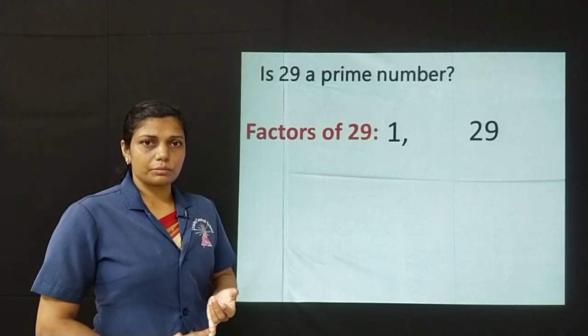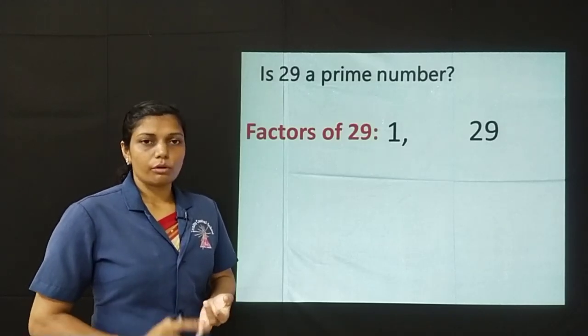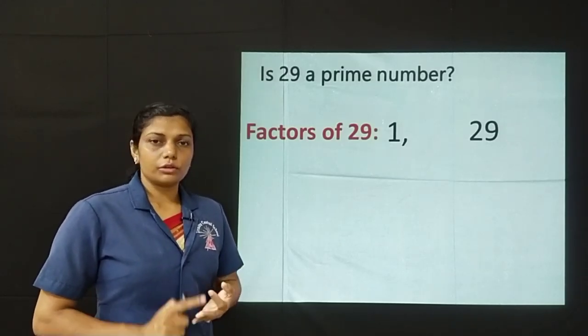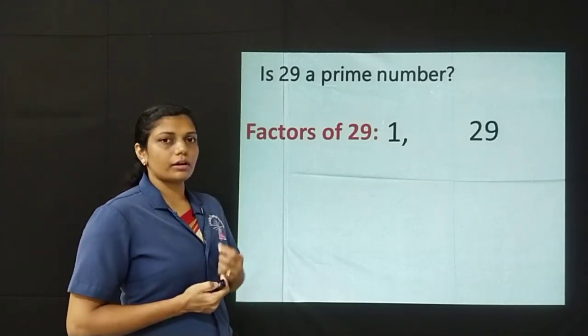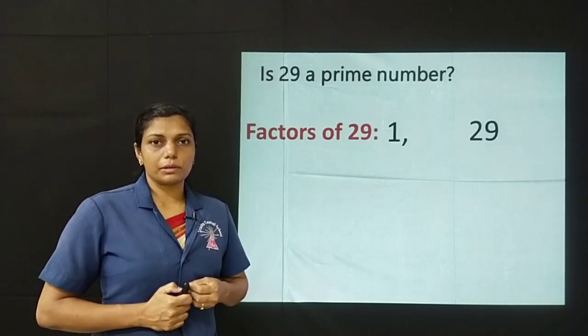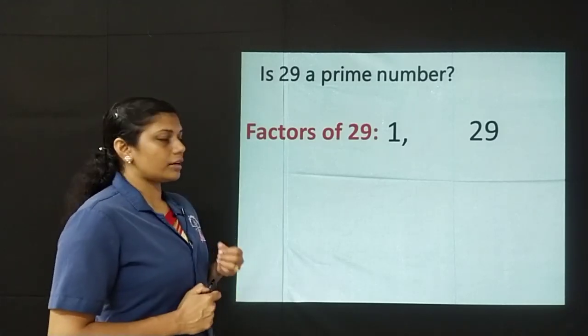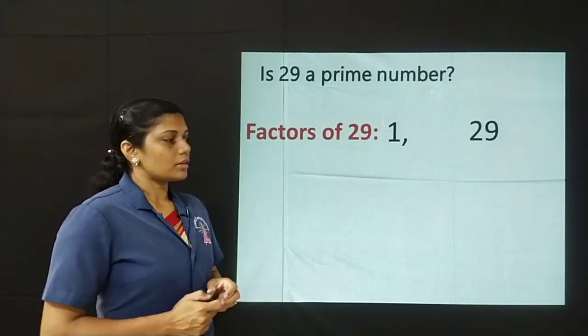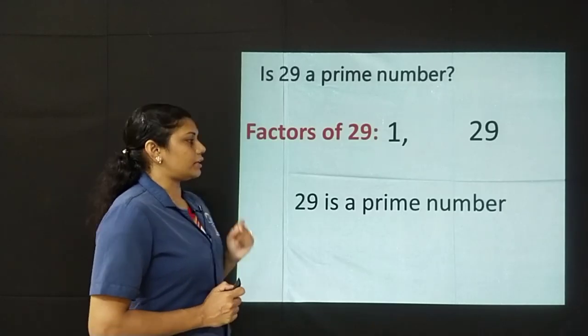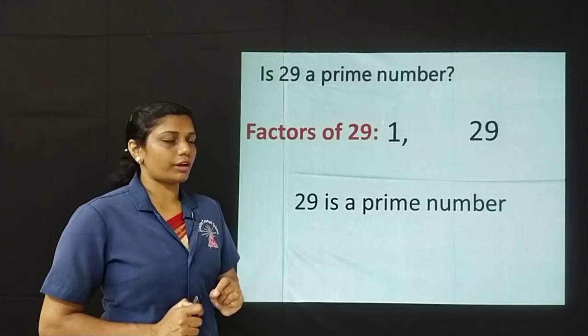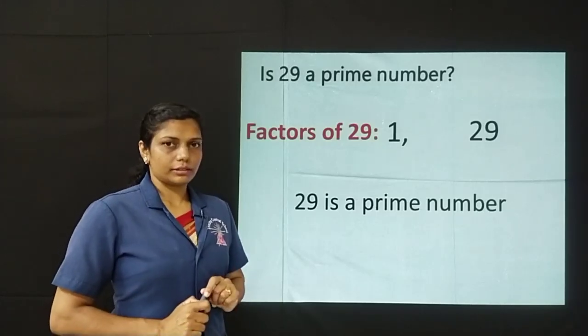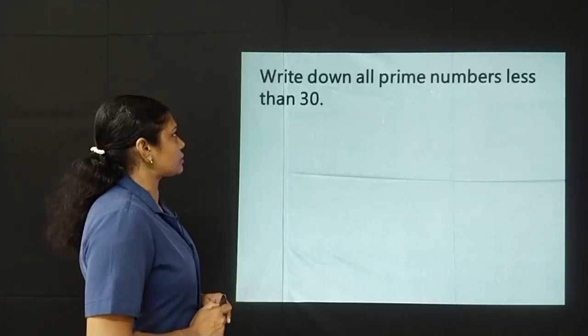2, it is not divisible. 3, no. 4, no. You know the divisibility tests now, so you can easily look at the number and check whether it is divisible by the numbers. So here we have no other factors. That is the reason 29 is a prime number. Okay, it has only two factors, 1 and 29. Clear, children? Let us go to the next one.